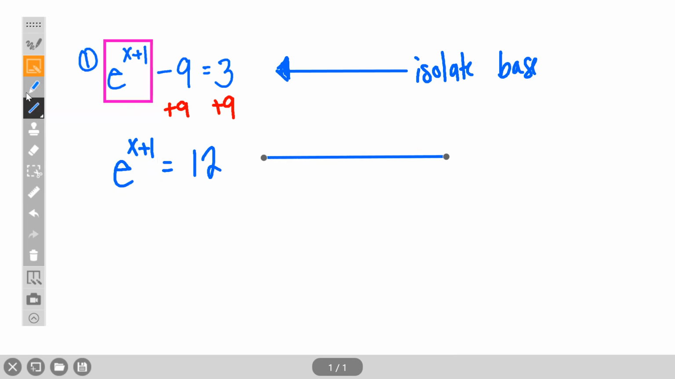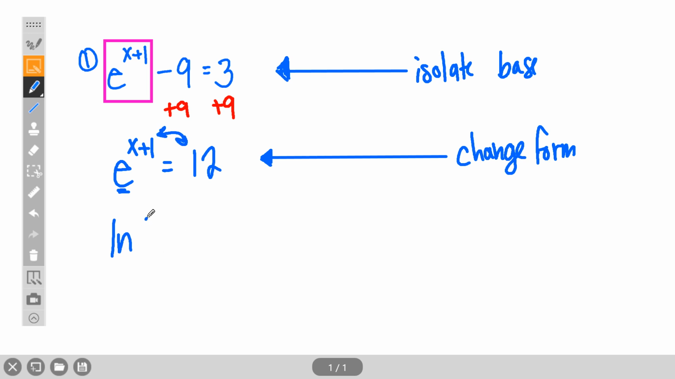Of course, this is an exponential equation. So to solve it, we would change its form into a logarithmic equation. Now the log is going to have the same base as the exponent, which is e. So the way that we write a log with base e is ln, the natural log. And then these two can switch their place. So on the inside of the natural log is 12, and on the other side we have x plus 1.